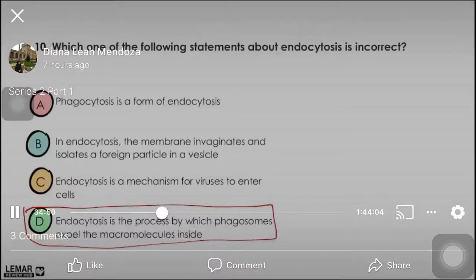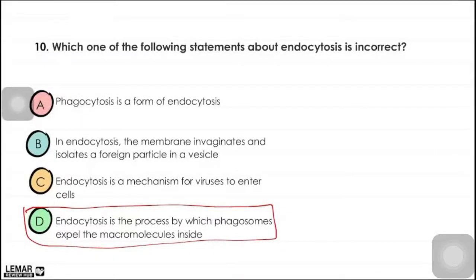Important phagocytic cells. So remember, in endocytosis, the cell membrane invaginates and forms vesicles to isolate foreign particles. And endocytosis is the mechanism for viruses to enter cells. For number 10, the answer, exception po ang letter D. Okay, exception po or incorrect po ang letter D.